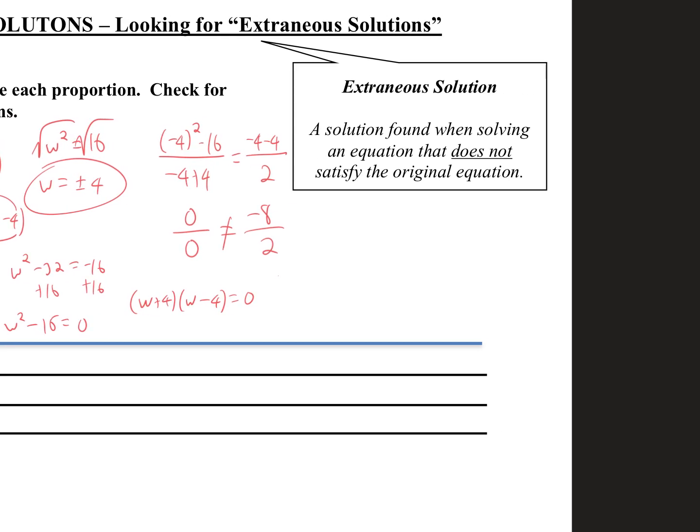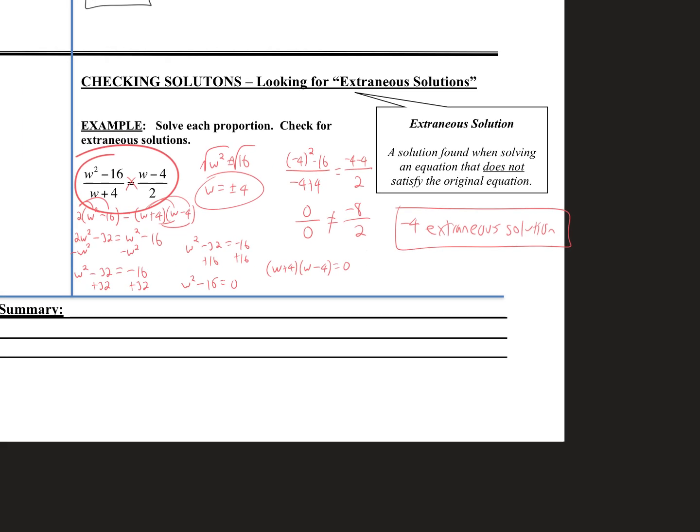They are not. So this is what we mean by an extraneous solution. It's a kind of fake solution, right? It doesn't actually work, even though it looks like it does, okay? So that's what we mean by an extraneous solution. If you were to plug in 4, though, it would actually work, okay?